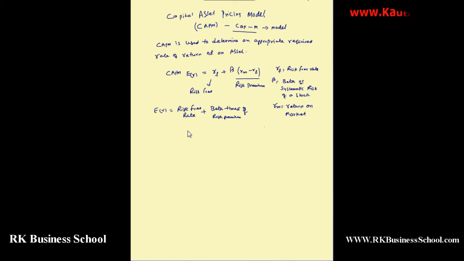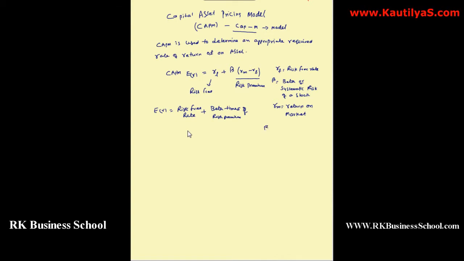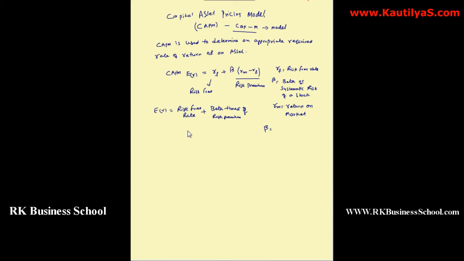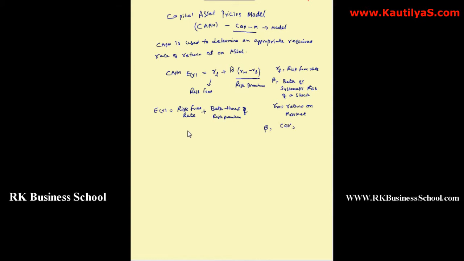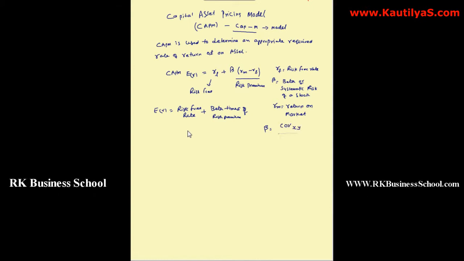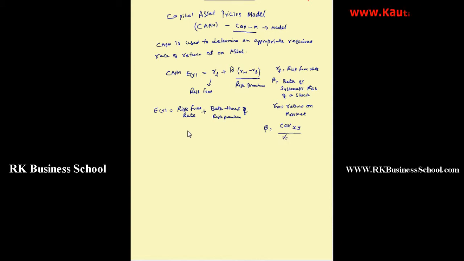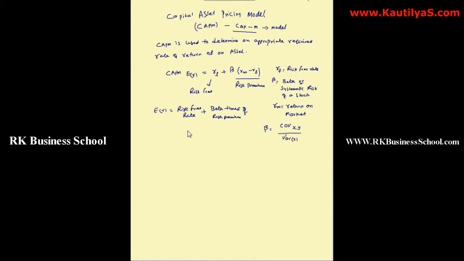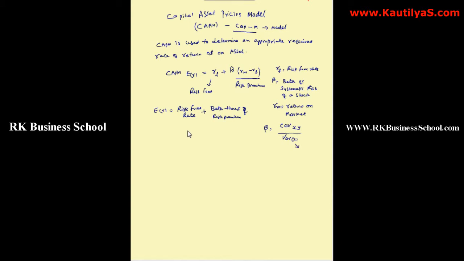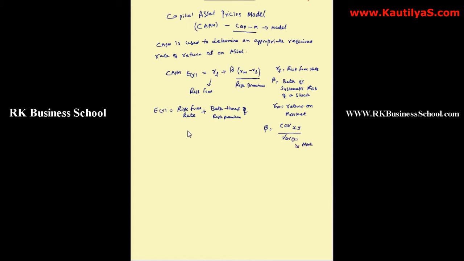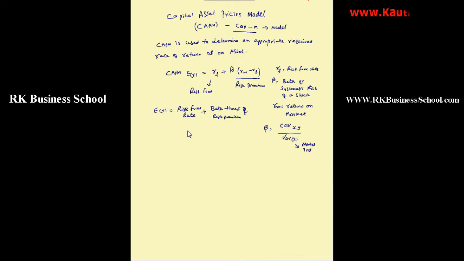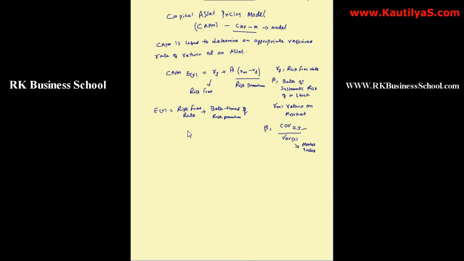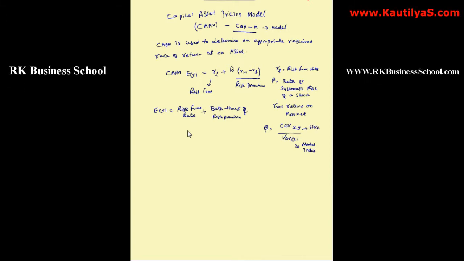And in your equation, beta is calculated as the covariance of x, y divided by the variance of x, and here x is the market index and y is the stock.